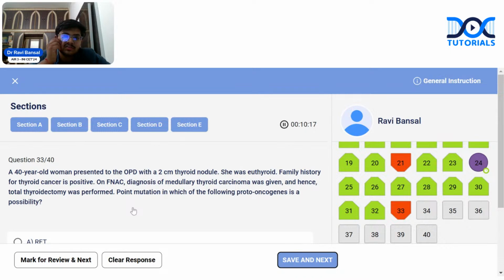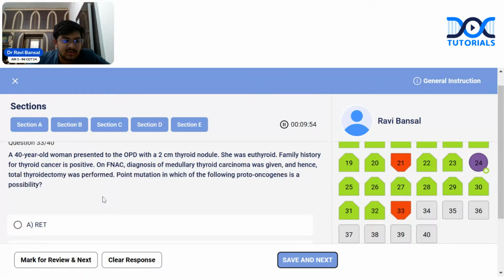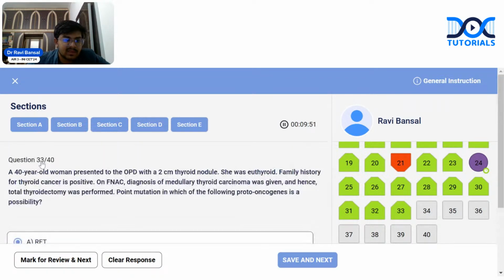Point mutation in which of the proto-oncogenes causes a possibility? So a kind of path question. A 40-year-old woman presented to OPD with a 2 centimeter thyroid nodule. Euthyroid, family history of thyroid cancer is positive. FNAC showed medullary thyroid carcinoma, and hence total thyroidectomy was performed. Point mutation in which of the following oncogenes is possible? So in medullary thyroid cancer, you have to remember just one gene, RET, because medullary thyroid cancer is also seen in MEN 2, and MEN 2 is related with RET mutation.